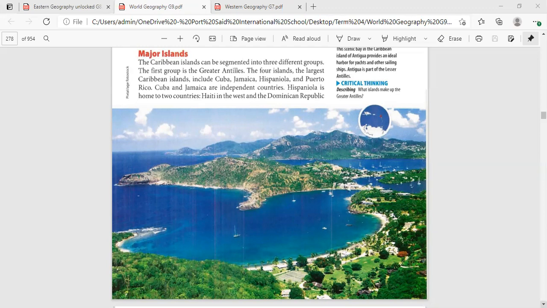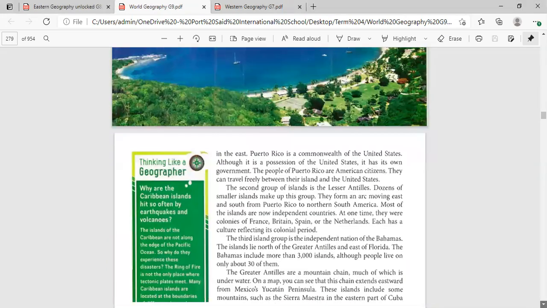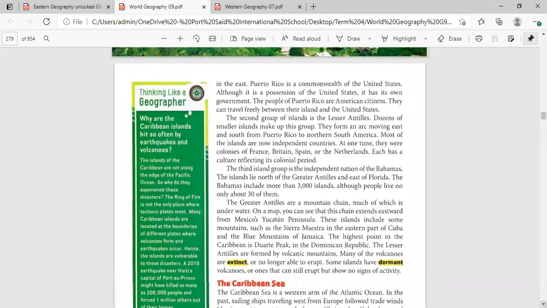These are actually the three divisions of the Caribbean islands. It's going to be divided into three segments. The Greater Antilles, which Hannah has represented now. Then we're going to be completing the rest of them, which are the Lesser Antilles, and also we'll be having the third group of islands, which are the independent nations. Complete, Hannah.